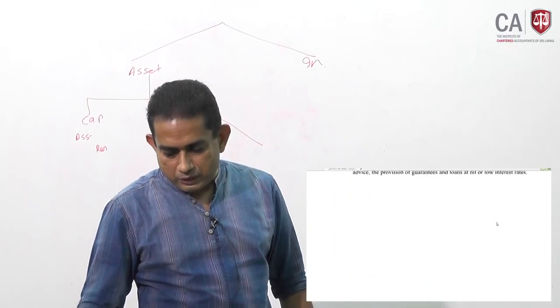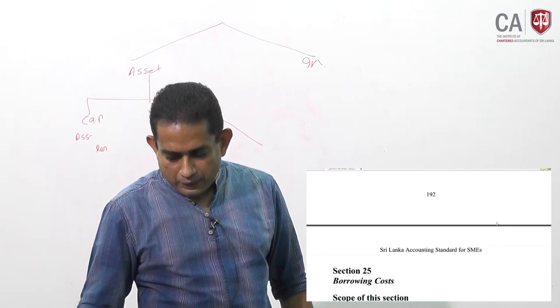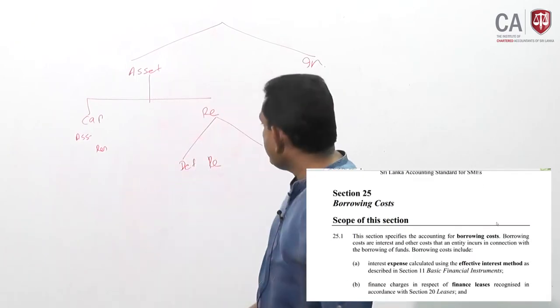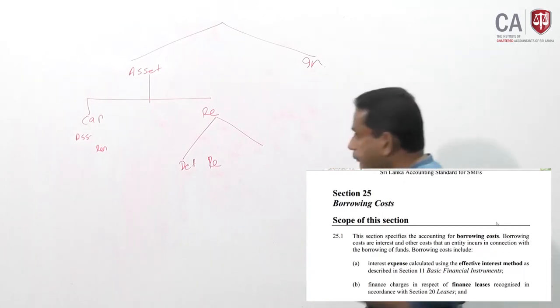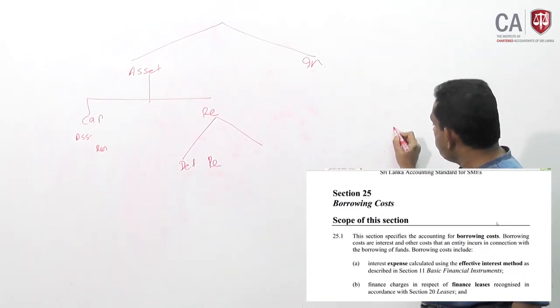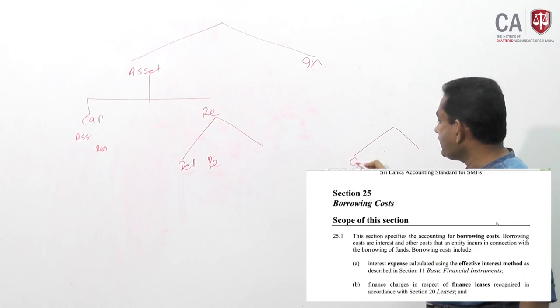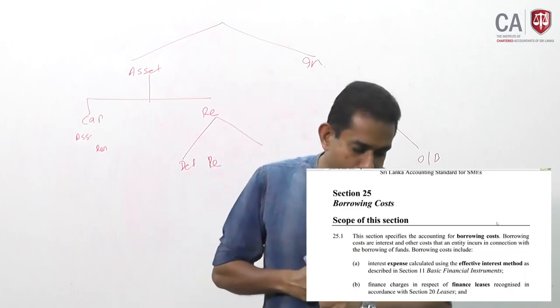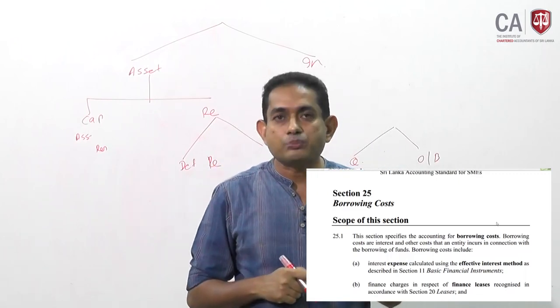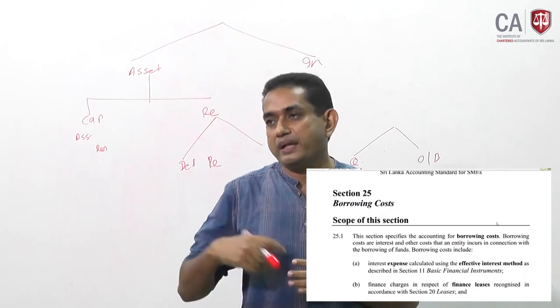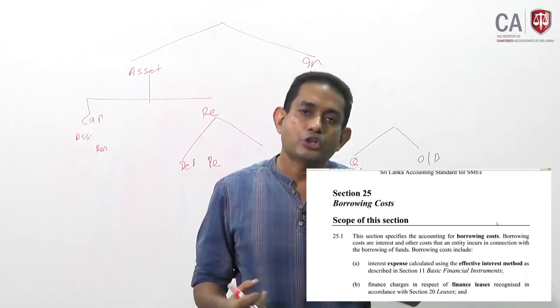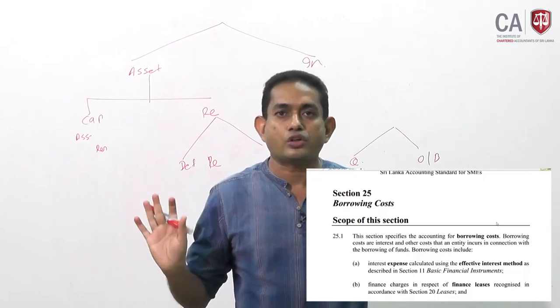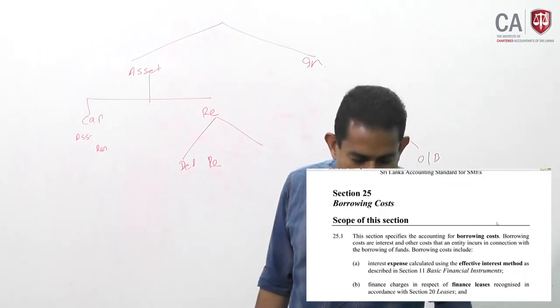Then section 25, borrowing cost. The relevant corresponding accounting standard was LKAS 23, and under LKAS 23 we had two accounting treatments. Borrowing cost incurred on a qualifying asset should be capitalized, added to the carrying value of the asset. Other borrowing cost should be expensed immediately. And now this section 25 on borrowing cost says whether it is borrowing cost incurred on a qualifying asset or not, any borrowing cost indiscriminately should be expensed to profit and loss, and you need not add them to the carrying values of the assets.